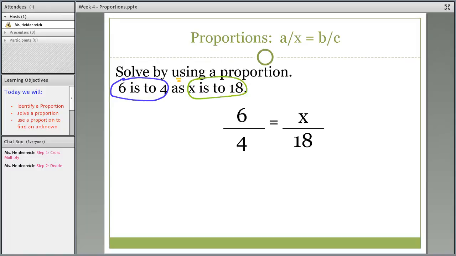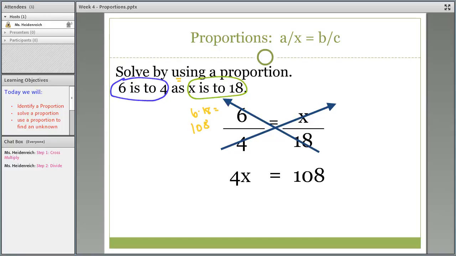And then we're going to cross multiply. Okay, so 6 times 18, 4 times x. And you can write it in different orders depending on what you like. I put 4 times x first for this one and then 6 times 18. Now 6 times 18 will give us 108. So when I do 4 times x, I should be getting 108 in order to make this a true proportion. So now I'm going to divide both sides by 4. This is step number 2, divide. And I cancel out the 4's, and I now have that x equals 27. And that's the final answer for this one.